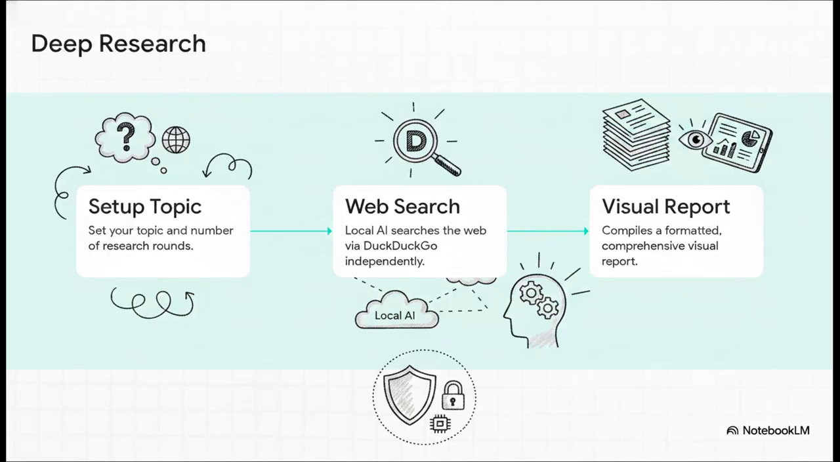It turns out that if you give these slightly weaker local models the right structure and plenty of time to perform complex tasks, the results are actually mind-blowing. Here is how the deep research workflow operates iteratively. First, you set your topic and the number of research rounds you want it to run.